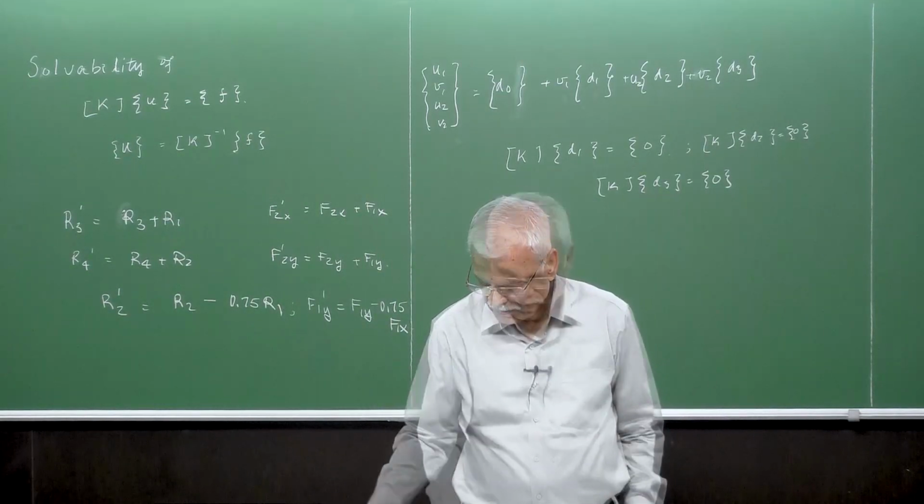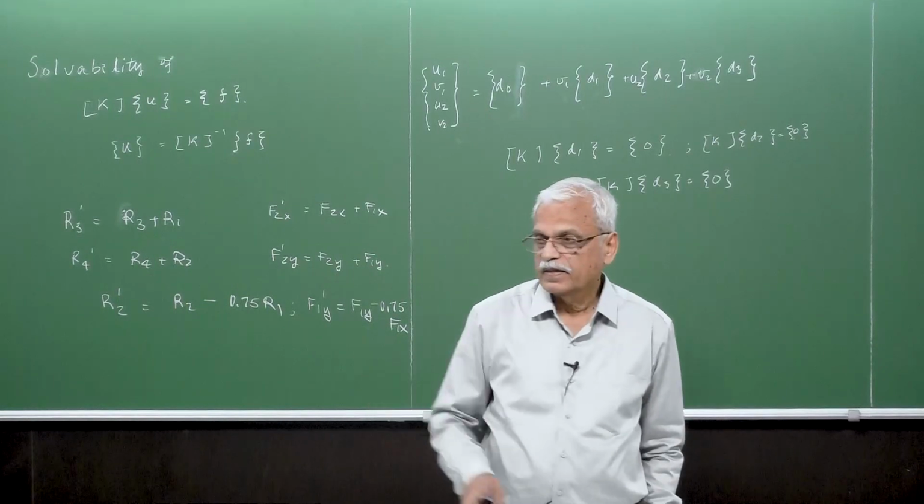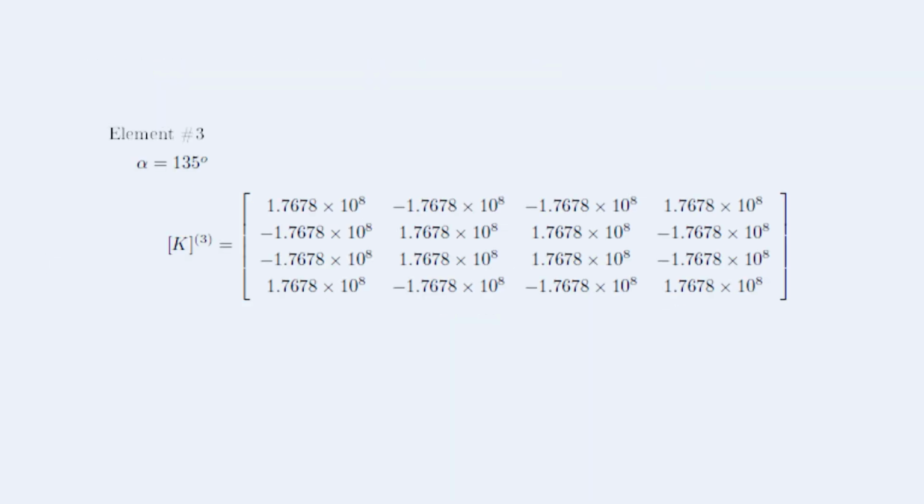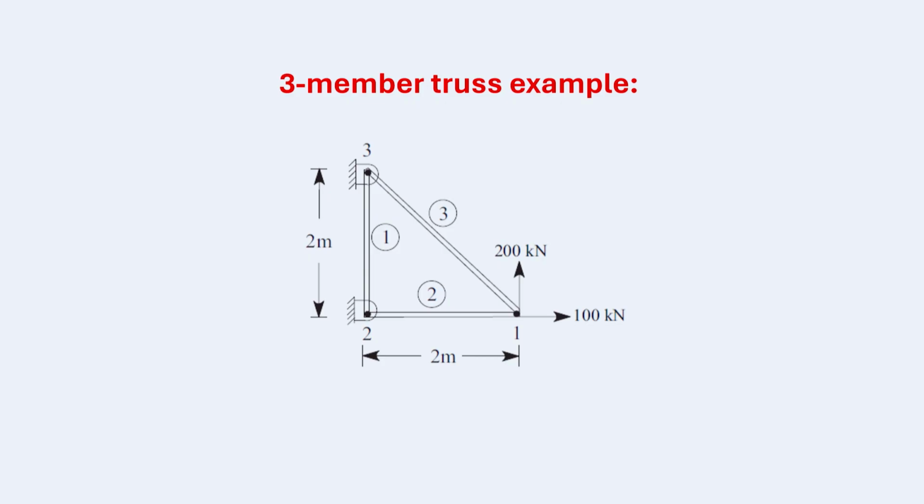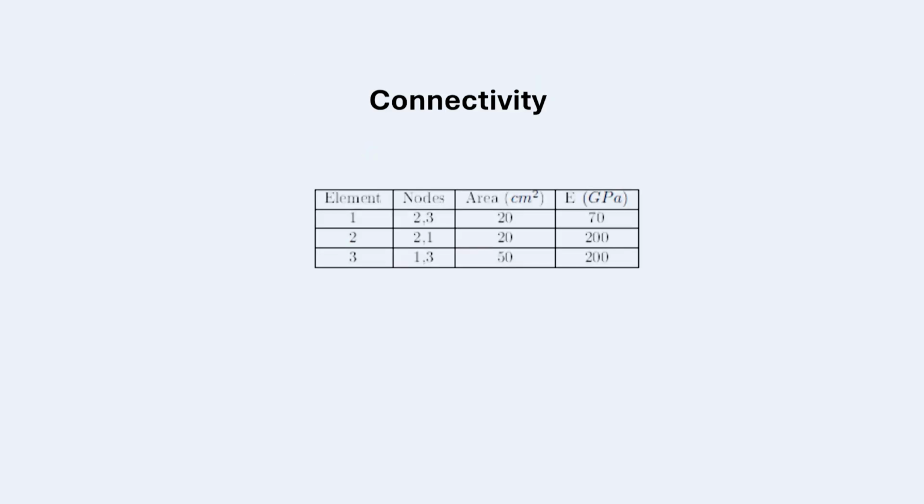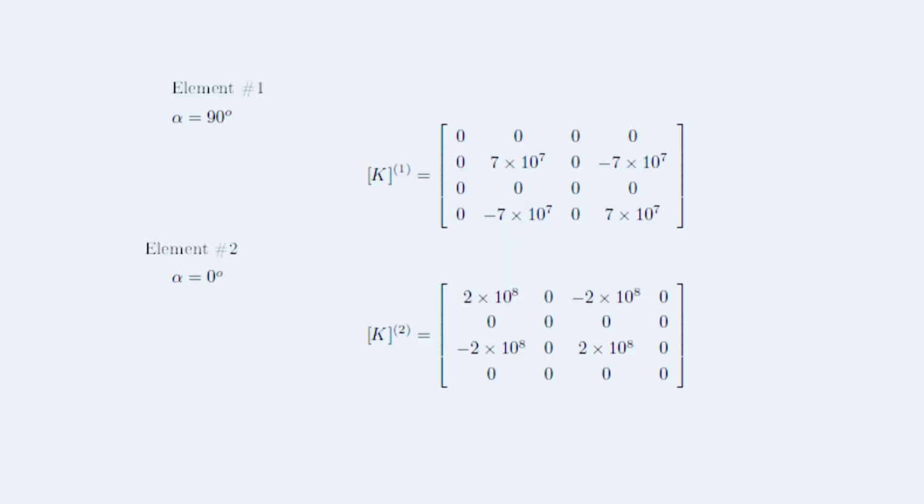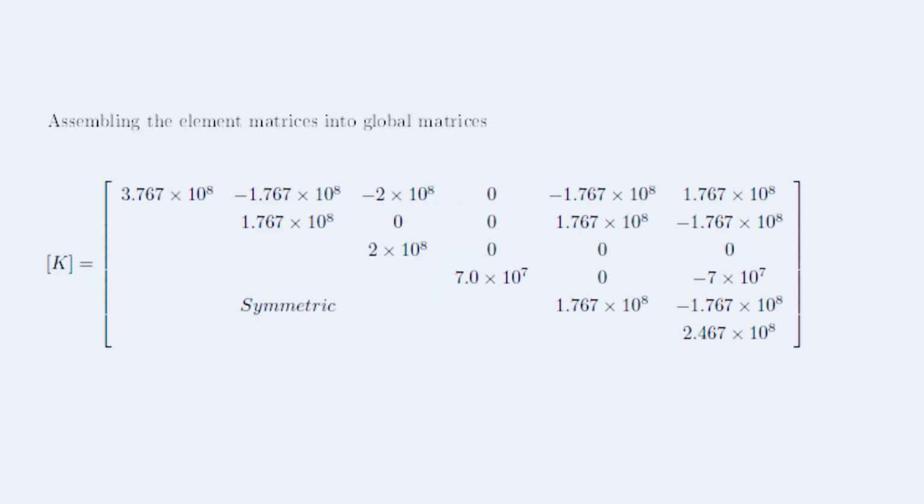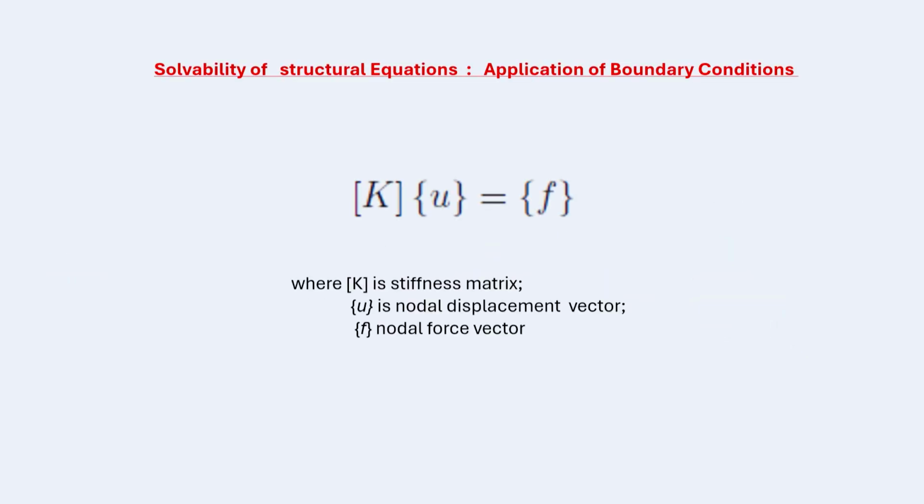So let's complete what we have done, particularly this two-dimensional truss problem, which we have shown earlier. For example, this is the problem. We have taken a three-member truss with loads 100 and 200 kilonewtons applied at node 1, and the configuration is something like a 45-degree configuration. And then, if you recall, we went element by element, nodes, areas and all that. So we got K1, K2 and then K3, and then we assembled this one.